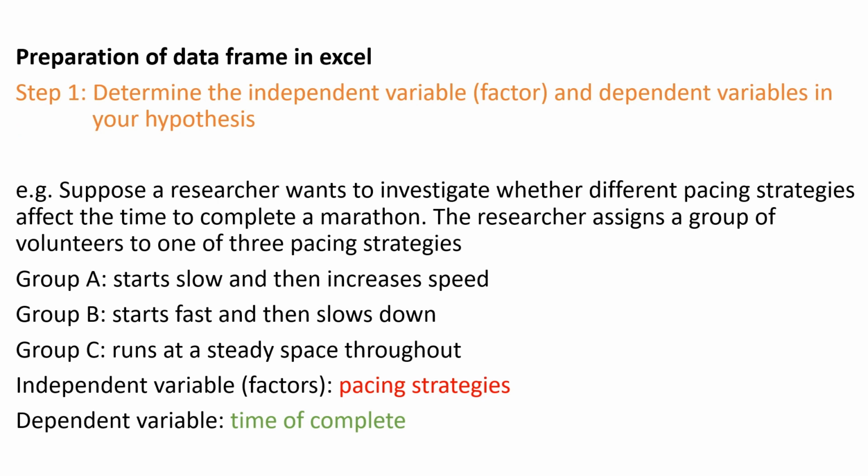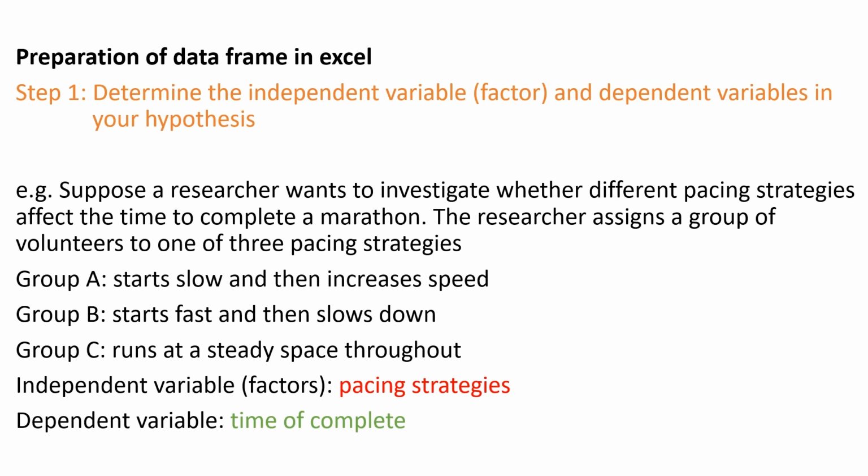The first one, which is preparation of a data frame in Excel, has step 1, which is to determine the independent variable or factor and dependent variables in your hypothesis. So the independent variables are those variables that have an effect on the second type of variable, which is the dependent variables. So the value you get for your dependent variable actually depends on the factor or the independent variable.